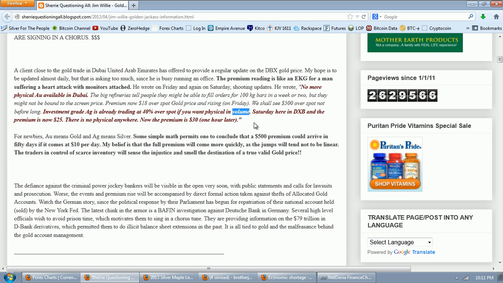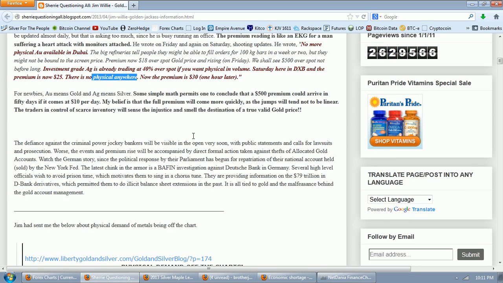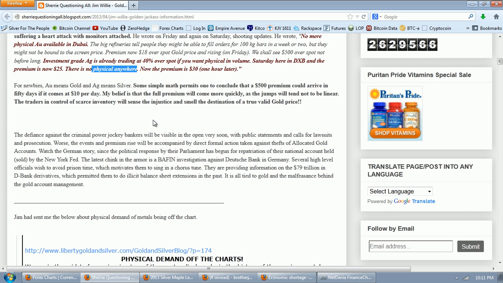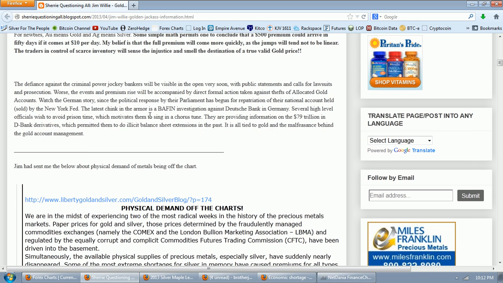"Saturday here in DXB, and the premium is now $25. There is no physical anywhere. Now the premium is $30 one hour later." For newbies, AU means gold and AG means silver. Some simple math permits one to conclude that a $500 premium could arrive in 50 days if it comes at $10 per day. My belief is that the full premium will come more quickly, as the jumps will tend to not be linear. The traders in control of scarce inventory will sense the injustice and smell the destination of a true valid gold price.